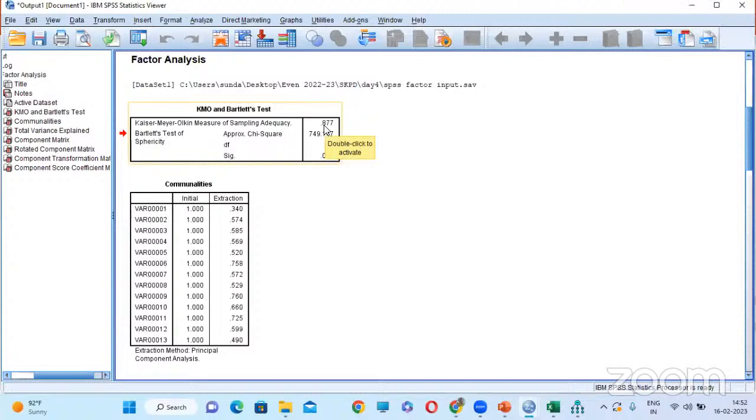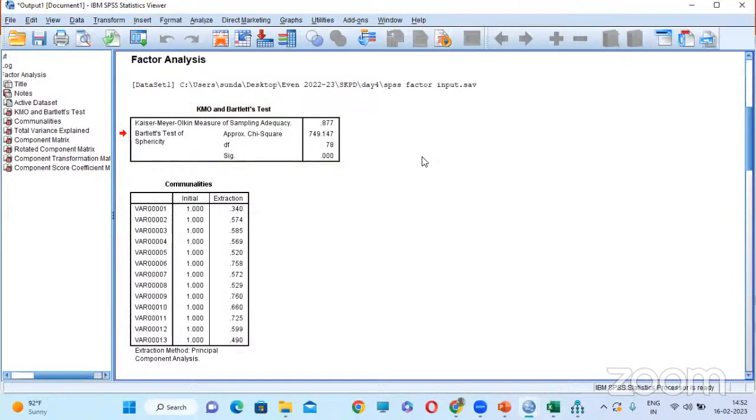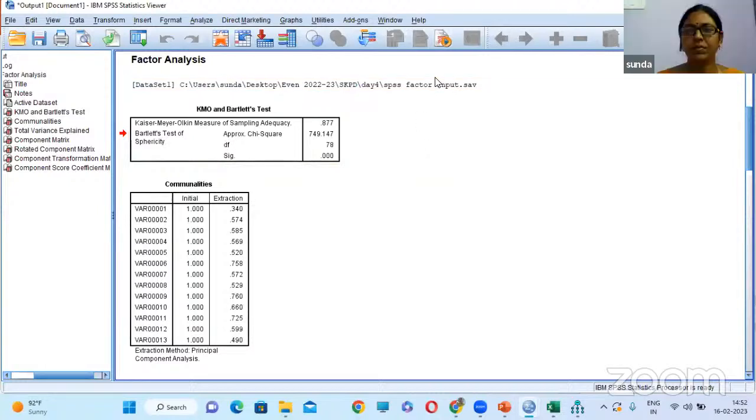Thank you so much, ma'am. If it is more than 0.8, it is excellent to proceed. If it is less than 0.6, please collect more data and then proceed with your analysis. Thank you, ma'am.